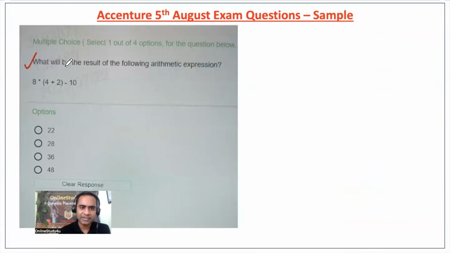Now friends, the next question is: what will be the result of the following arithmetic expression?